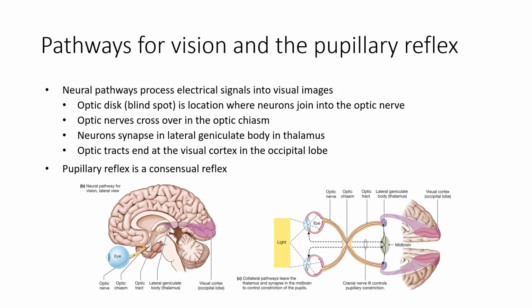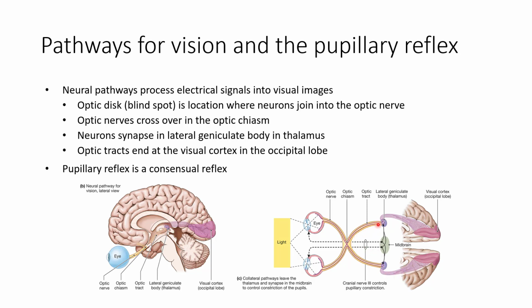So let's start with the pathways for vision. What does this pathway look like? As I just went through, light is going to enter into the eye and become focused by the lens. The focusing of the lens will move the focal point onto the retina, where the sensory receptors, rods and cones, will be excited and trigger an action potential that gets carried first along the optic nerve. We will then send that information across the optic chiasm to both sides of the brain.